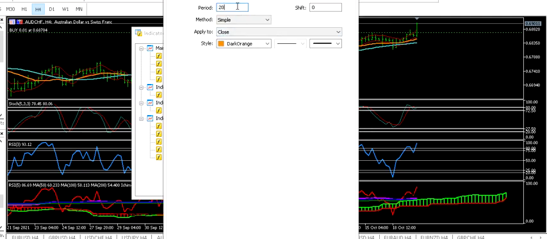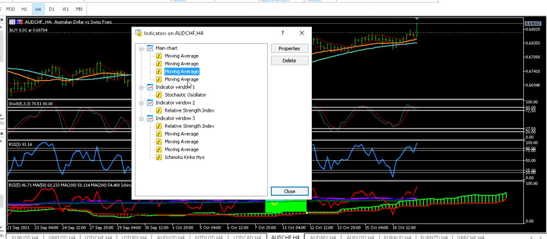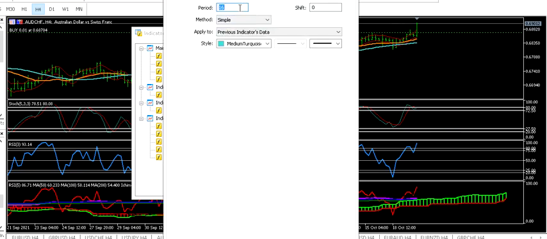Then the next moving average has period 20. The method is simple, applied to close, and the color is dark orange. The final indicator on the main window has period 16. The method is simple, applied to previous indicator's data, and the color is turquoise.